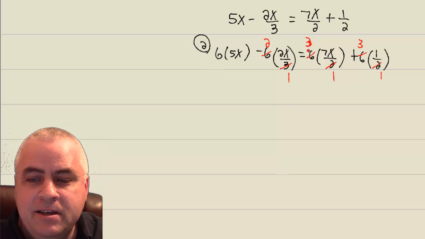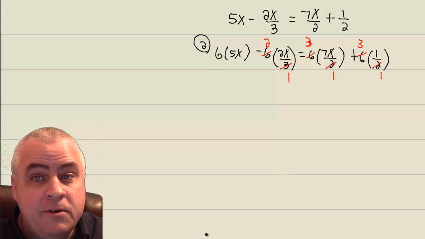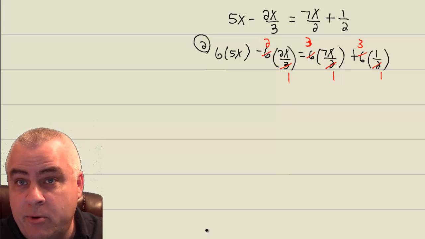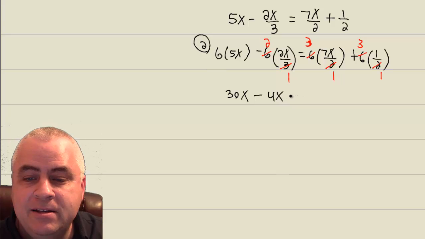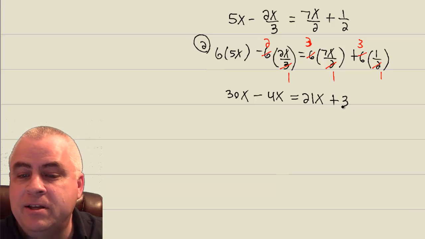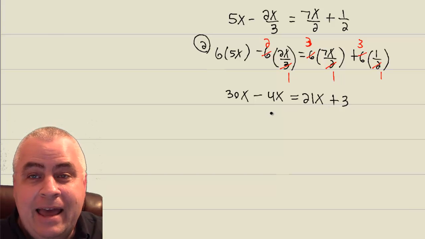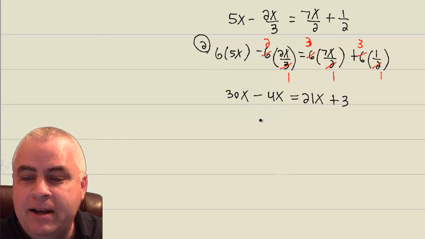Just like always, if you multiplied it by the right LCM, or at least a common multiple, all of your denominators should have disappeared at this point. There shall be 1s. 6 times 5 gives us 30x minus 2 times 2 is 4 with an x equals 3 times 7 is 21 with an x plus 3 times 1 is 3. At any step, combine together like terms. Over on the left side, we got 30x minus 4x, that's 26x.